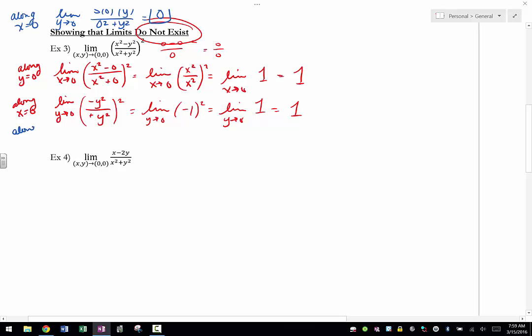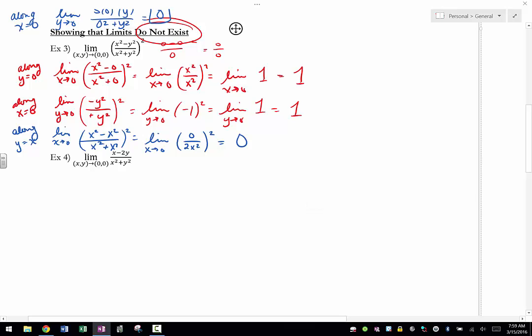So let's go along y equals x, because y equals x passes through 0, 0. So the limit as x approaches 0 is going to be x squared minus x squared over x squared plus x squared, again substituting x in for y, which is the limit as x approaches 0 of 0 over 2x squared. There we go, that one's 0. So I have 1 path that approaches 0, I have 2 other paths that approach 1, therefore this limit does not exist.